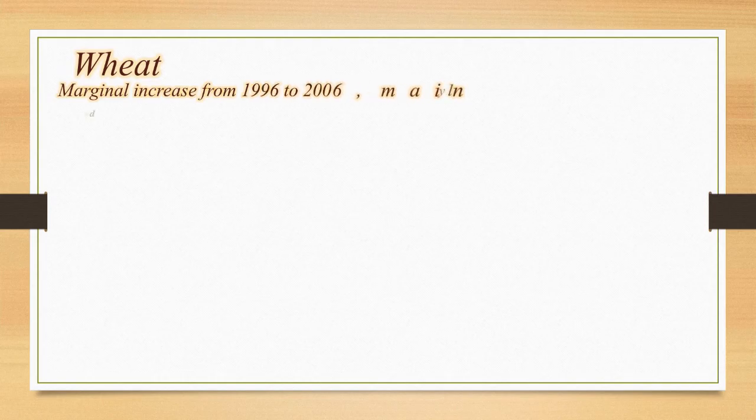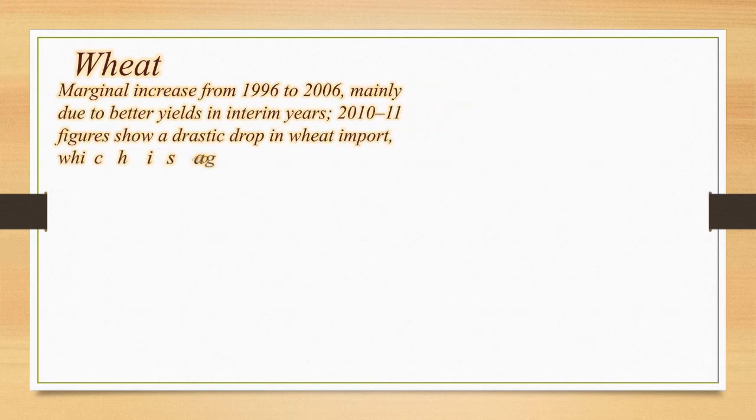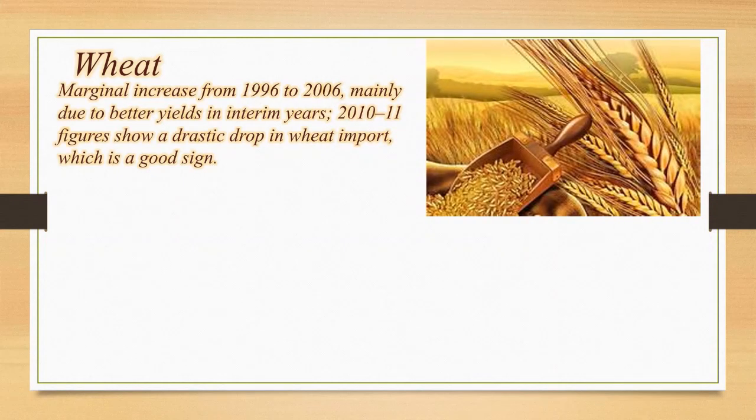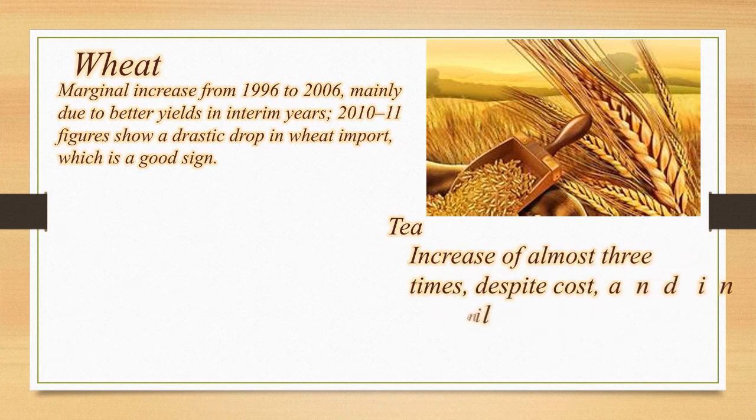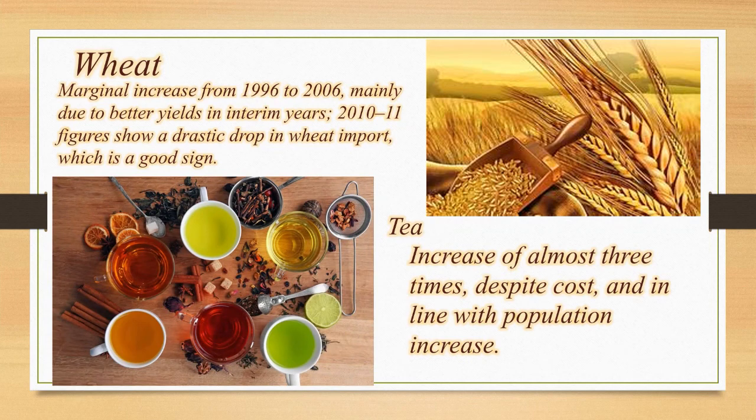Obviously, the first one is wheat. Marginal increase from 1996 to 2006, mainly due to better yield in interim years. The 2010 and 11 figures show a drastic drop in wheat import, which is a good sign. Tea. Increase of almost three times, in line with population increase.